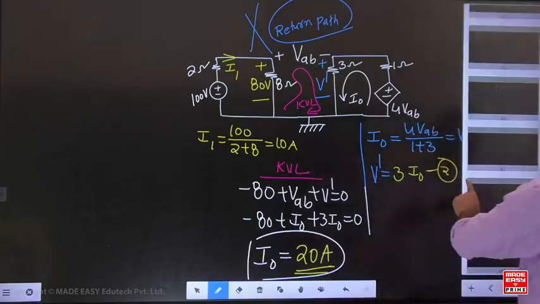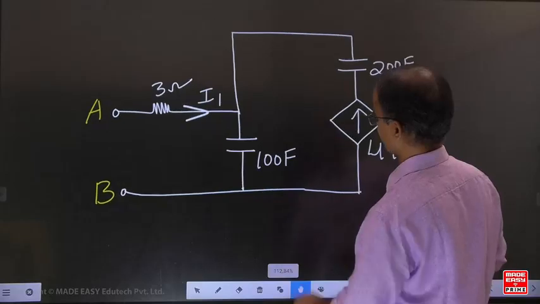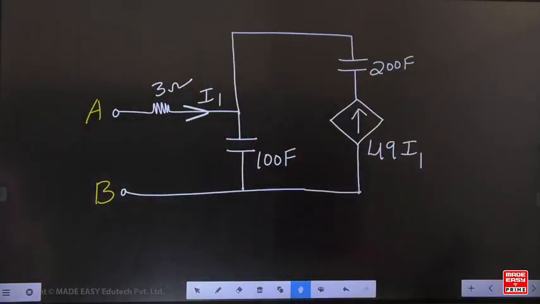Okay, right. Next one, find the equivalent capacitance with respect to A and B.